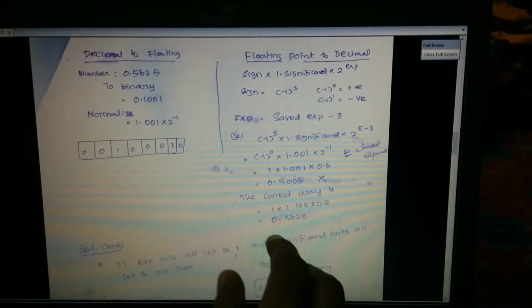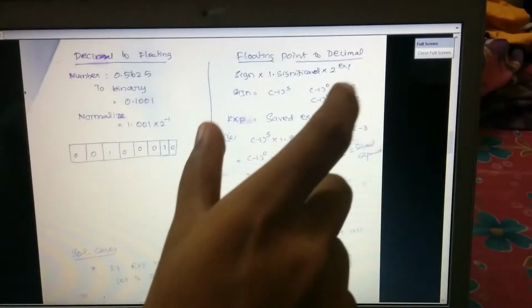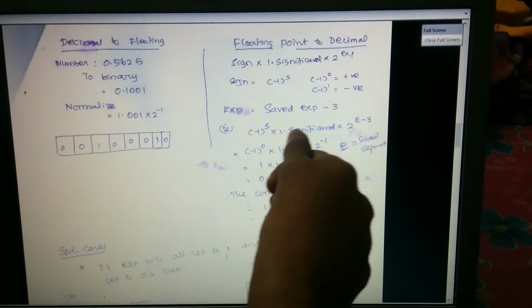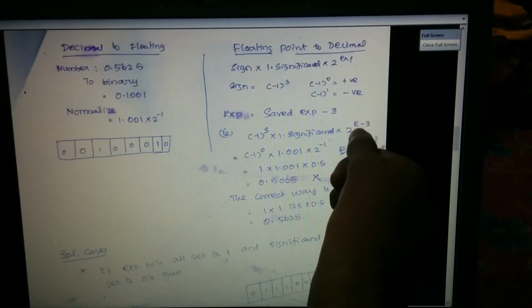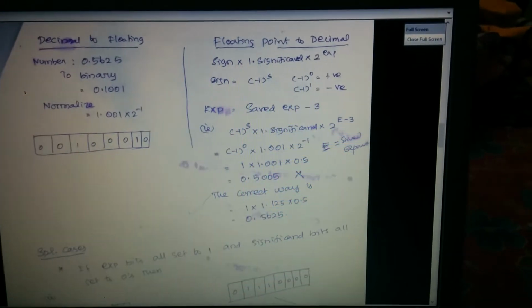So coming to floating point to decimal, there is a specific formula to convert floating point to decimal. This is the formula: (-1) to the power sign, times 1 point significant digits, times 2 to the power e minus 3. So okay, now my friend Krishna Sai will continue the video.